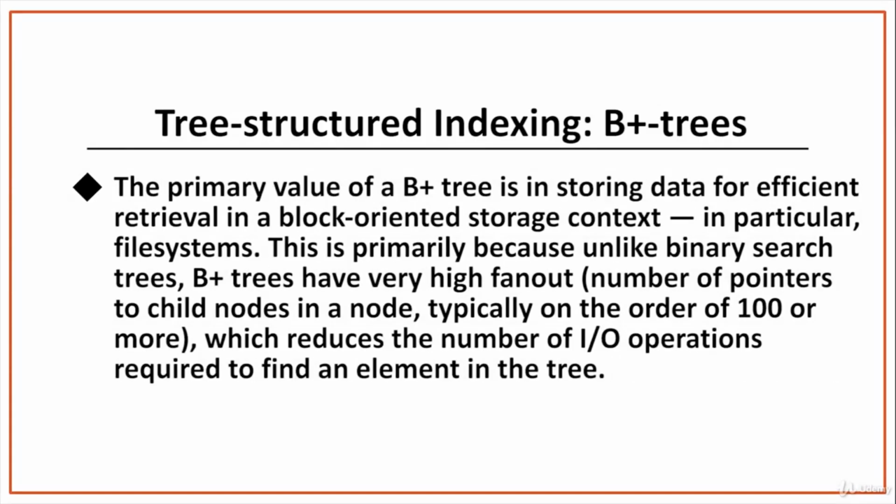The primary value of a B+tree is in storing data for efficient retrieval in a block-oriented storage context, in particular, file systems. This is primarily because, unlike binary search trees, B+trees have very high fan-out, or number of pointers to child nodes in a node, typically on the order of 100 or more, which reduces the number of I/O operations required to find an element in the tree.